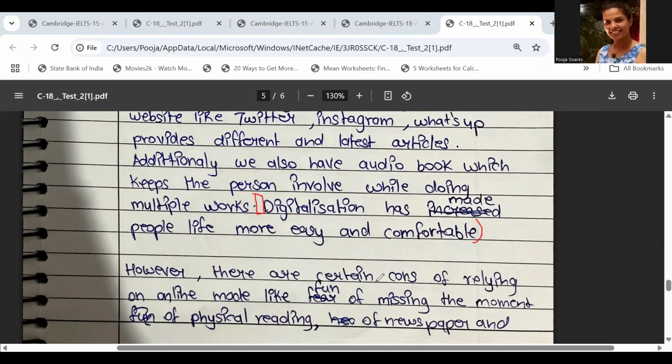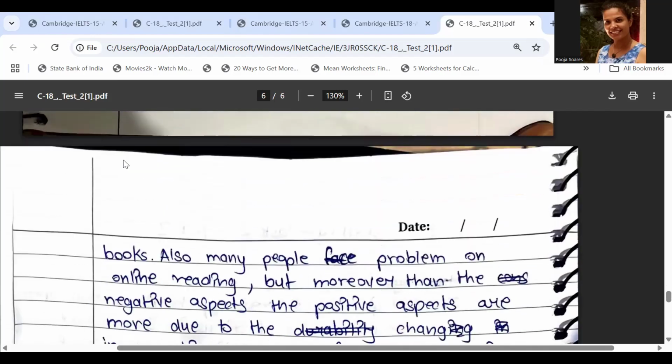All right. However, there are certain cons of relying on online mode, like fun of missing. So, if there are certain cons, now I'm a little confused because you have not given your opinion. So, to avoid this, your opinion should be clearly given in the introduction itself because you're writing even disadvantages. So, I'm assuming that you're on the other side as well, slightly. Relying on online mode, like missing the moment of physical reading of newspaper and books, physical books.